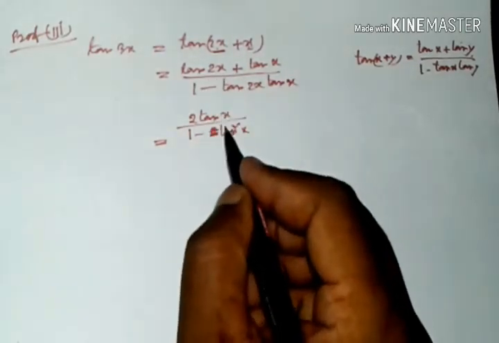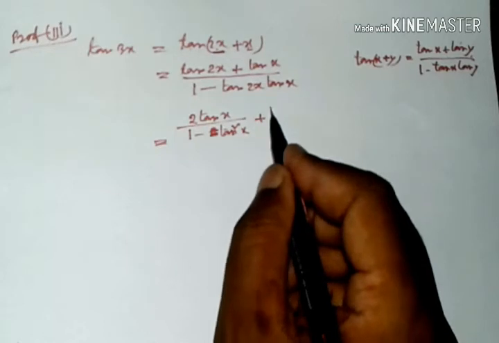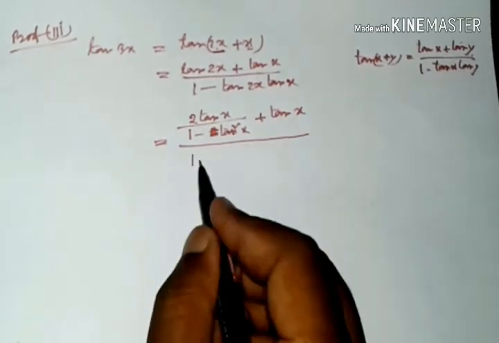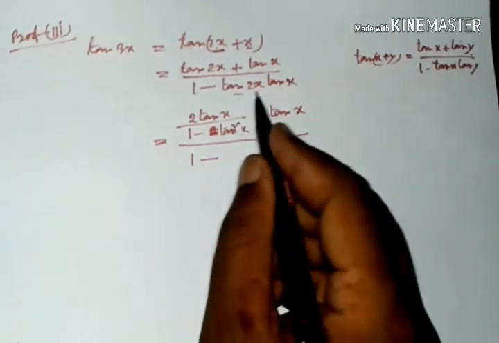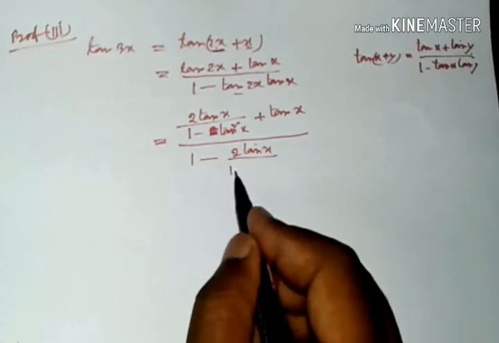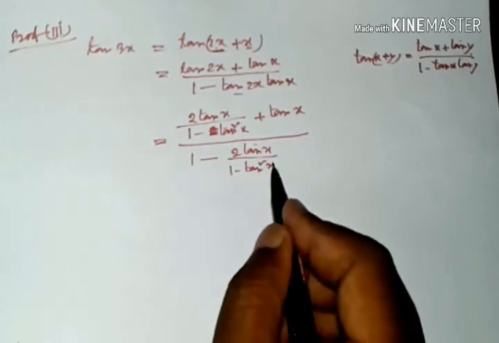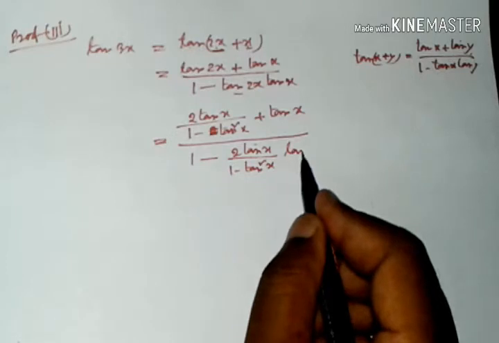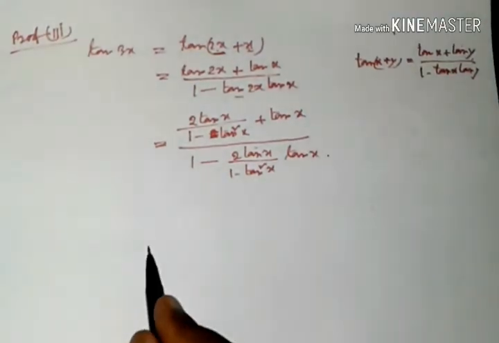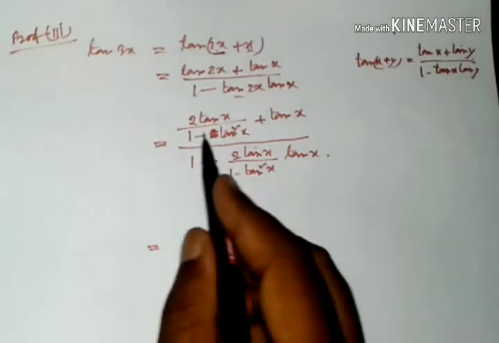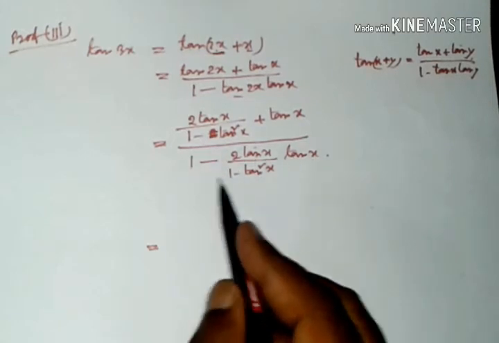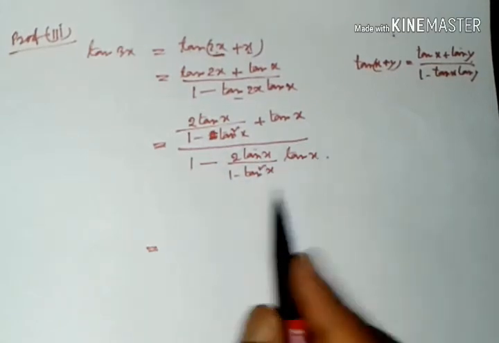Tan 2x means 2 tan x over 1 minus tan square x. This is tan x. Now we have to simplify it, taking LCM in the numerator and LCM in the denominator also.